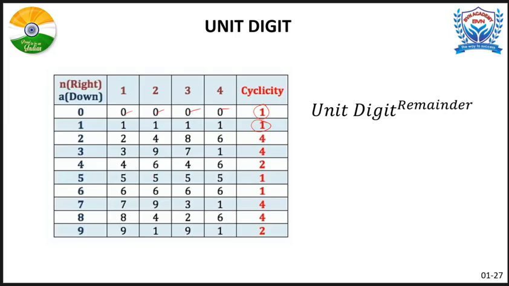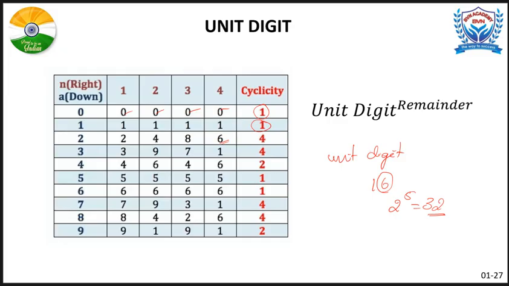Now look at this 2. 2 to the power of 1 is 2. 2 to the power of 2 is 4. I'm just writing down only the unit digit. Please remember, we are just writing down only the unit digits. So 2 to the power of 3 is 8. 2 to the power of 4 is 16, so only 6 is written here. Now if you raise 2 by one more power, that is 2 to the power of 5, it becomes 32. The unit digit is 2.